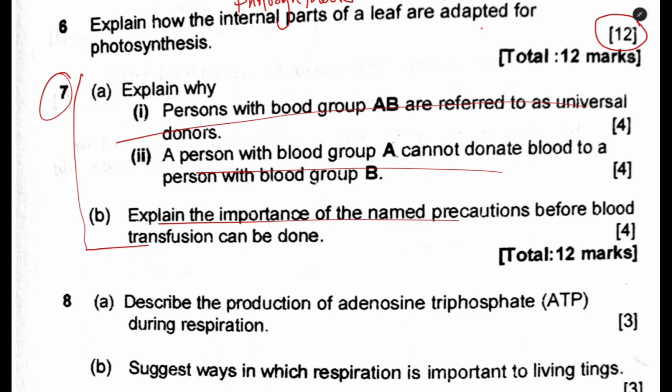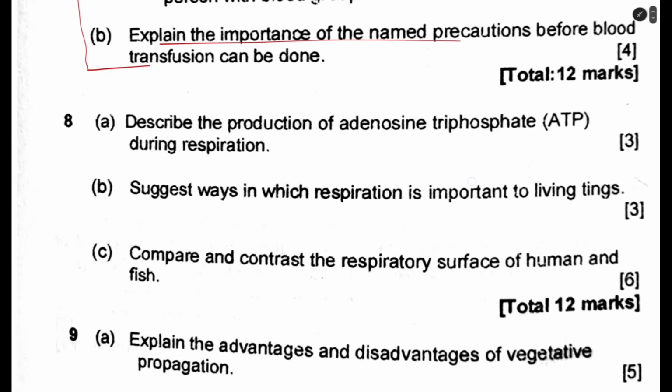Okay, on 7, and stay up to the end, because I'll also tell you how you organize your work before you even start writing, to avoid missing out some points. Then question 8 was, describe the production of adenosine triphosphate, that is ATP, during respiration. Then suggest ways in which respiration is important to living things. Then the other question, compare and contrast the respiratory surface of human and fish.